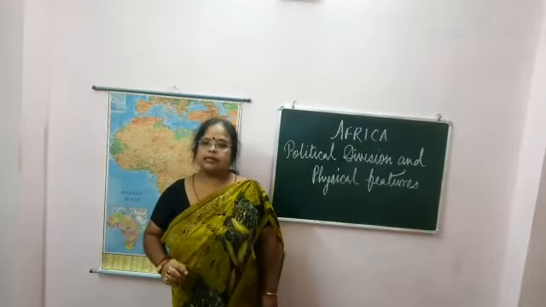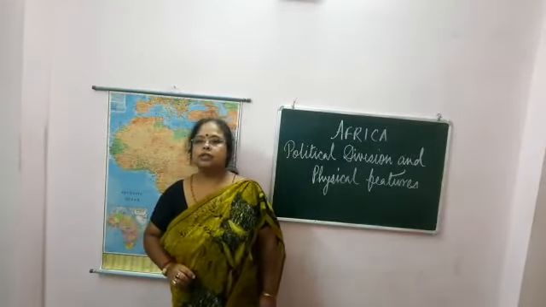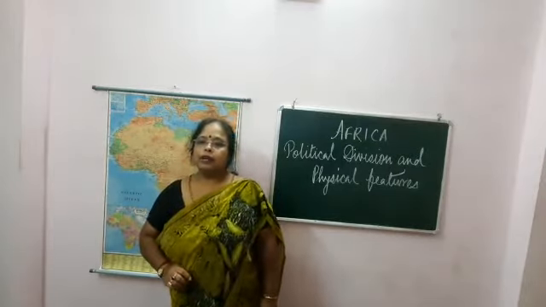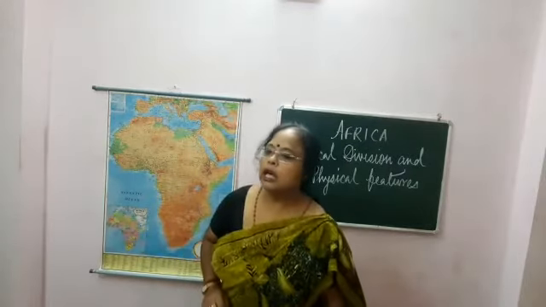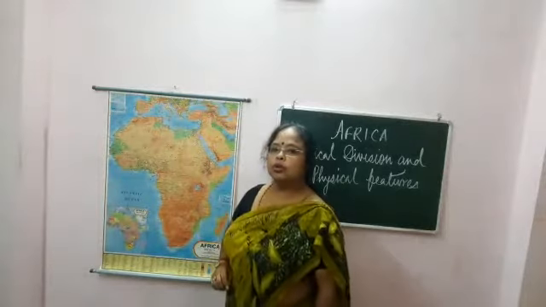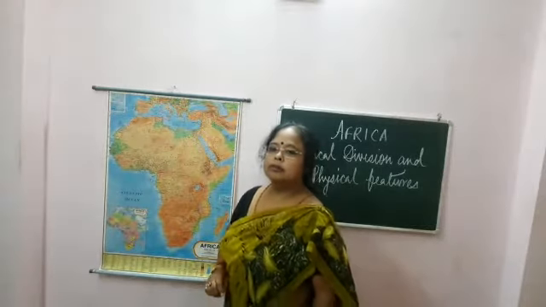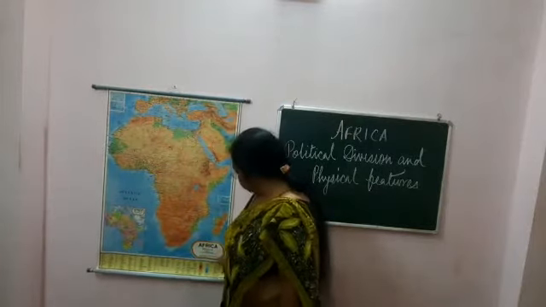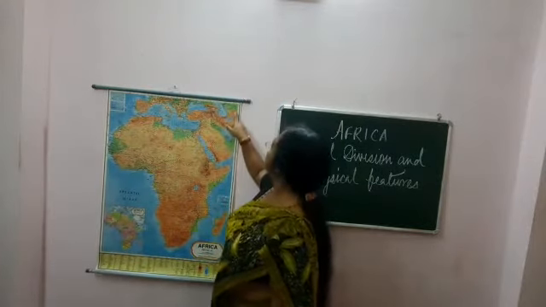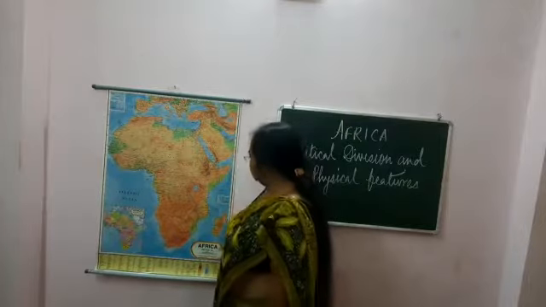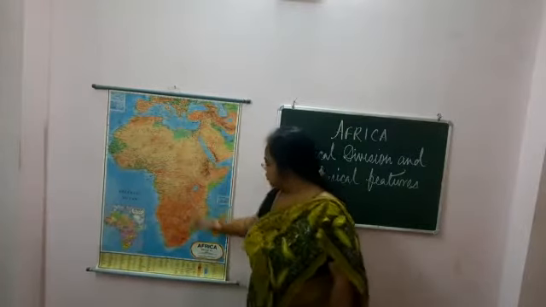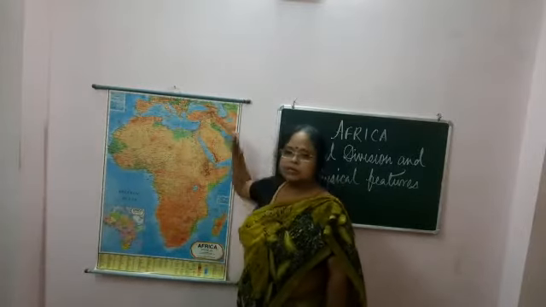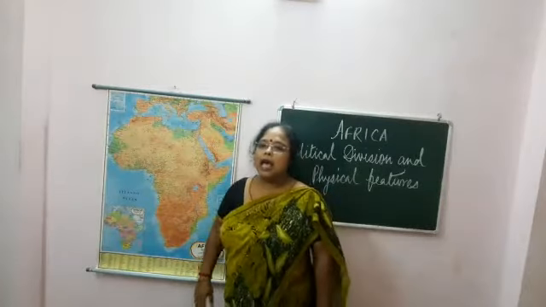Now let's see its latitudinal and longitudinal extent. Africa is located between 37 degree north to 35 degree south latitude. This is the latitude you see from here to here, where Africa lies.